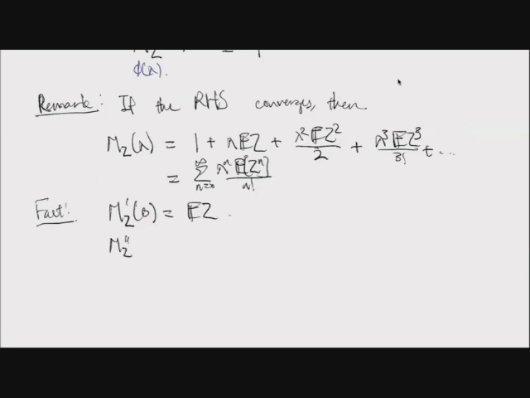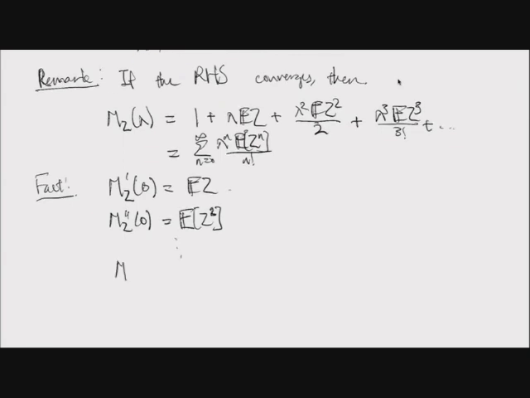If I differentiate this twice and set this to be 0, then I'm going to get the coefficient of lambda squared, but I need to multiply by 2 factorial because of what happens when I differentiate. Okay, so I'm just going to get z squared, and then I can keep going, right? And in general, if I take the kth derivative, set it to be 0, this is going to be the kth moment. Okay, so this is the reason why this is called the moment generating function.